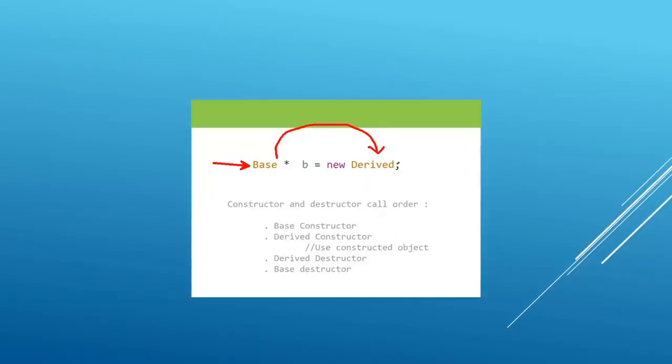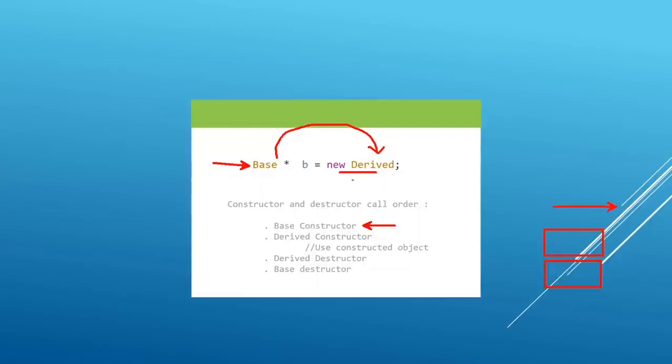So when we do something like this, the base part of this object is going to be built first. So we are going to call the base constructor first. We're going to set up the base part of us. After that, we're going to set up the derived part of us, and we're going to call the derived constructor. And after the derived part of us is set up, we can use our object like we do always.